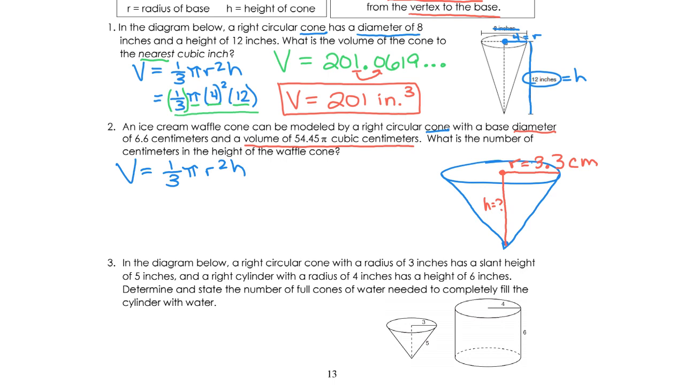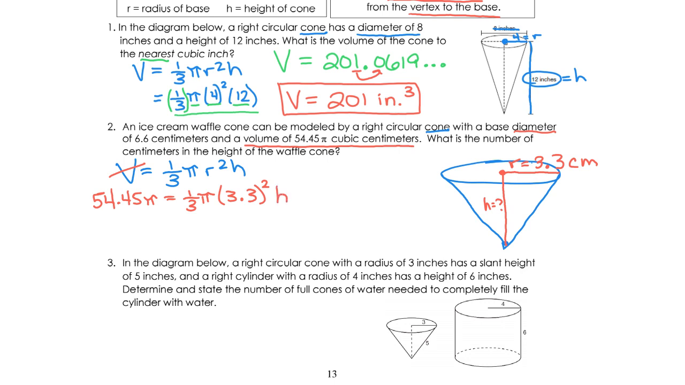Now they did tell us our volume, so when we take the V out, we're going to put in 54.45 pi equal to 1/3 pi. Your radius, we already cut in half from what they gave us with the diameter, and it's 3.3. Don't forget to square it. And then the height, we don't know, so we'll leave it h.